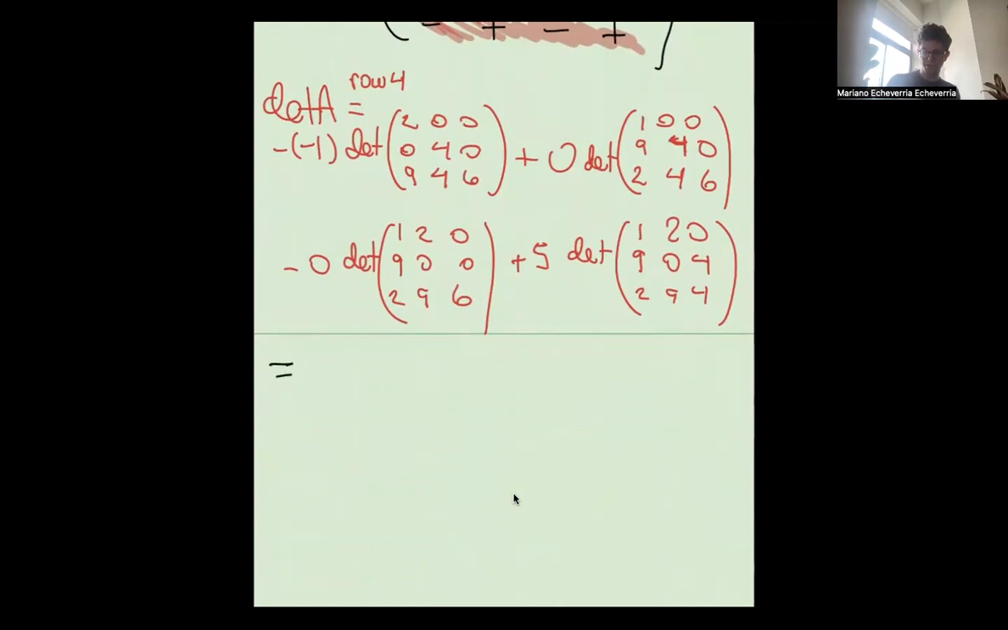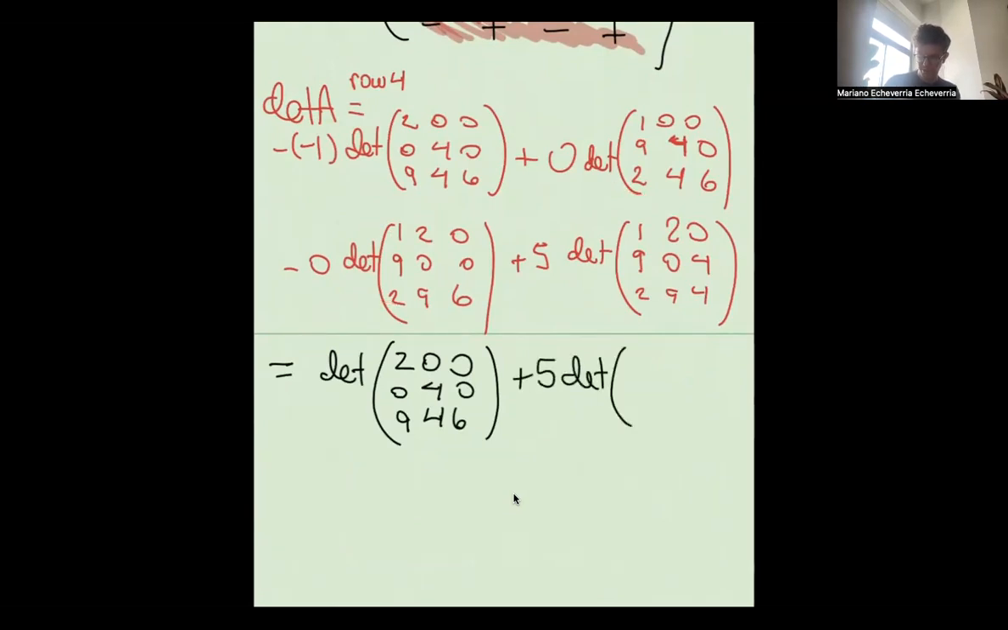So once you do that, again, minus minus becomes plus, it becomes +1, so don't even write it. So you just end up with a determinant of 2, 0, 0, 0, 4, 0, 9, 4, 6. And then this one we don't care, we don't care. And then you get +5, a determinant of 1, 2, 0, 9, 0, 4, 2, 9, 4.